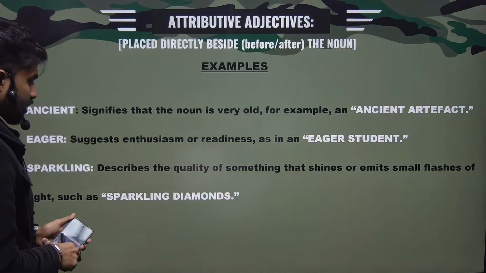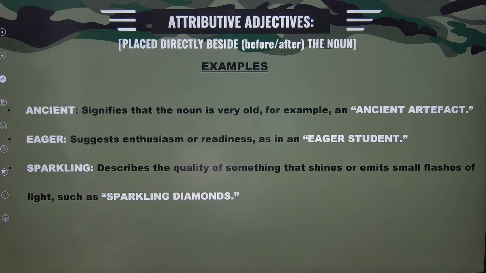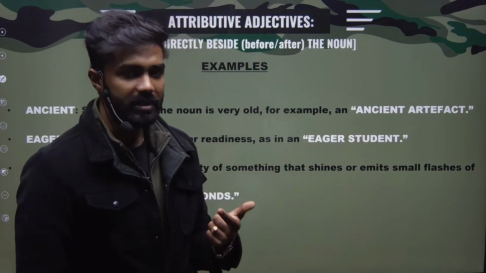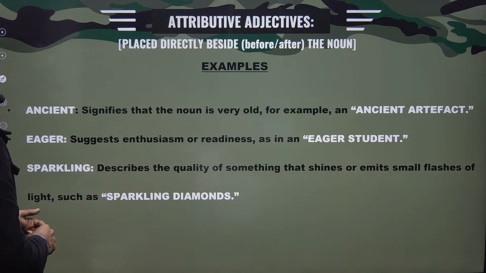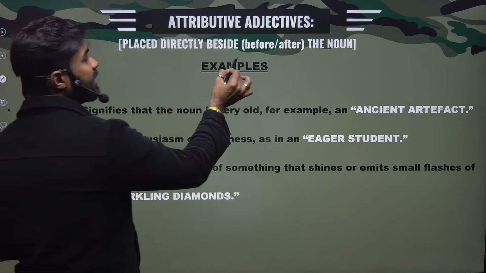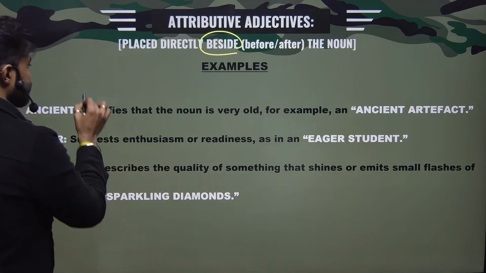Gurpreet. All right. Yeah. Attributive adjectives. So descriptive adjectives means it will be asking what kind or what quality. What does attributive adjective mean, sir? Attributive adjectives are placed directly beside the noun. Beside.